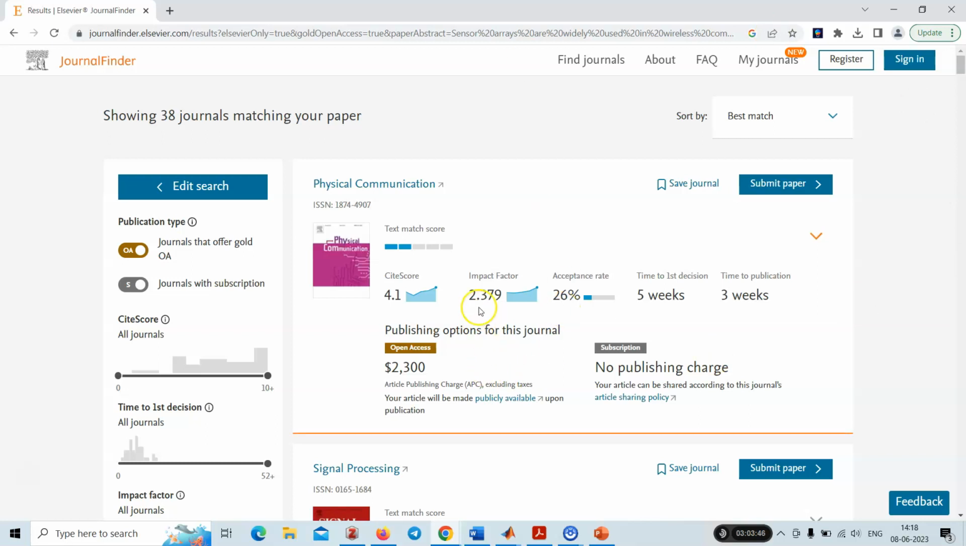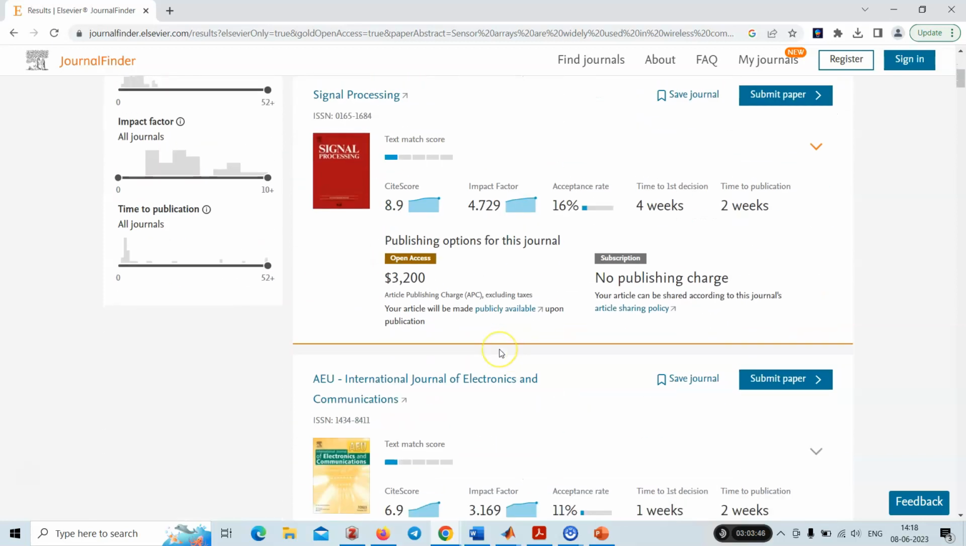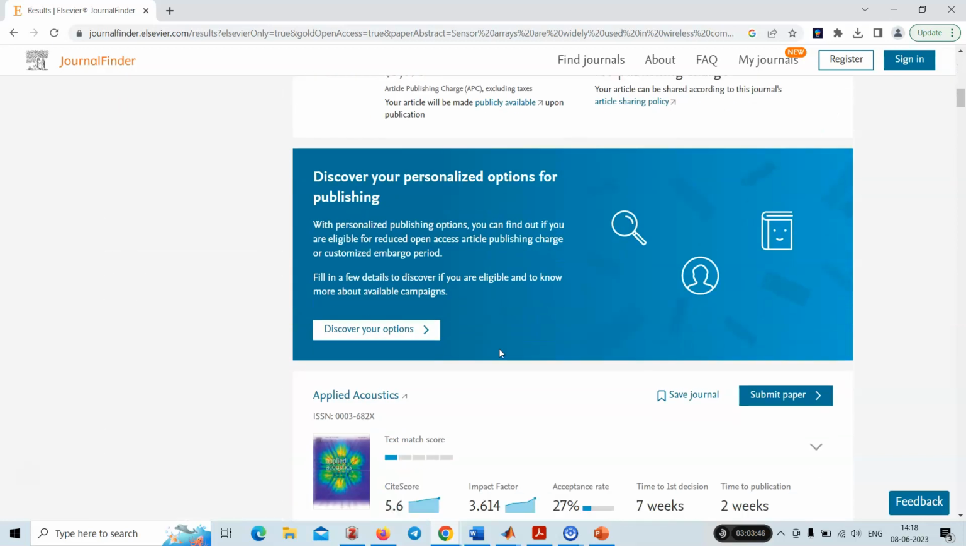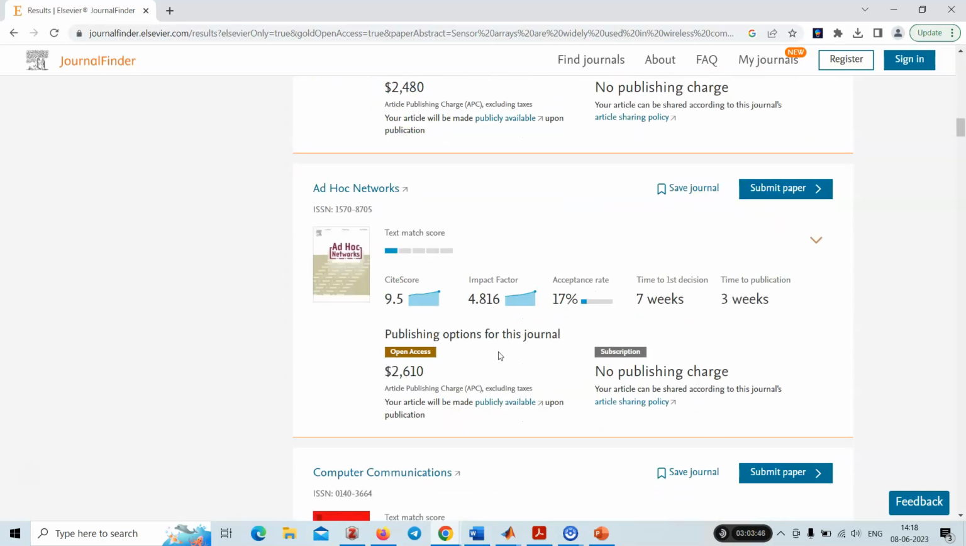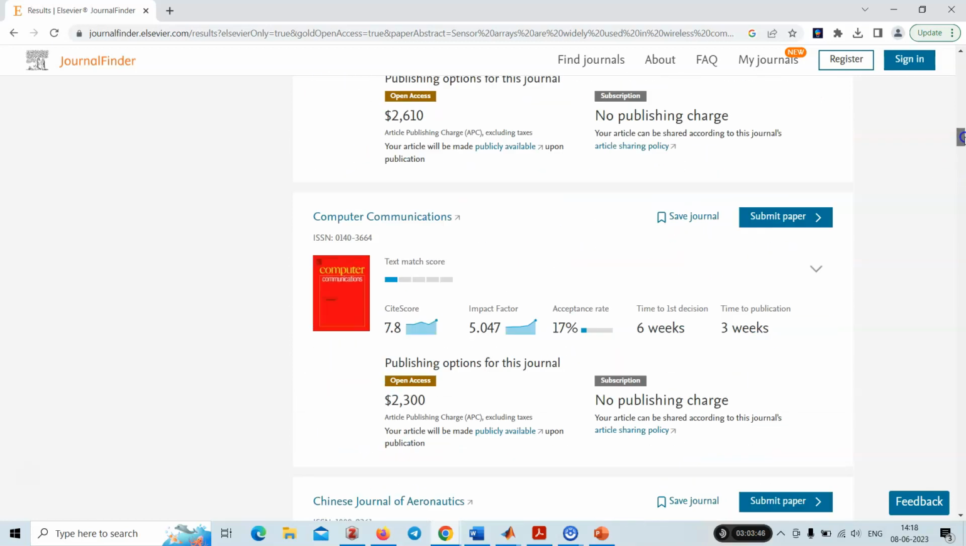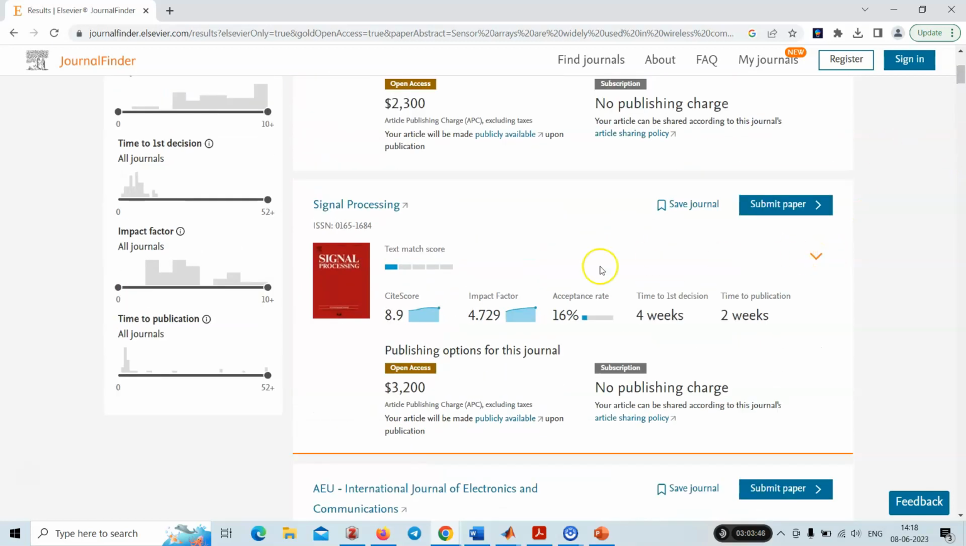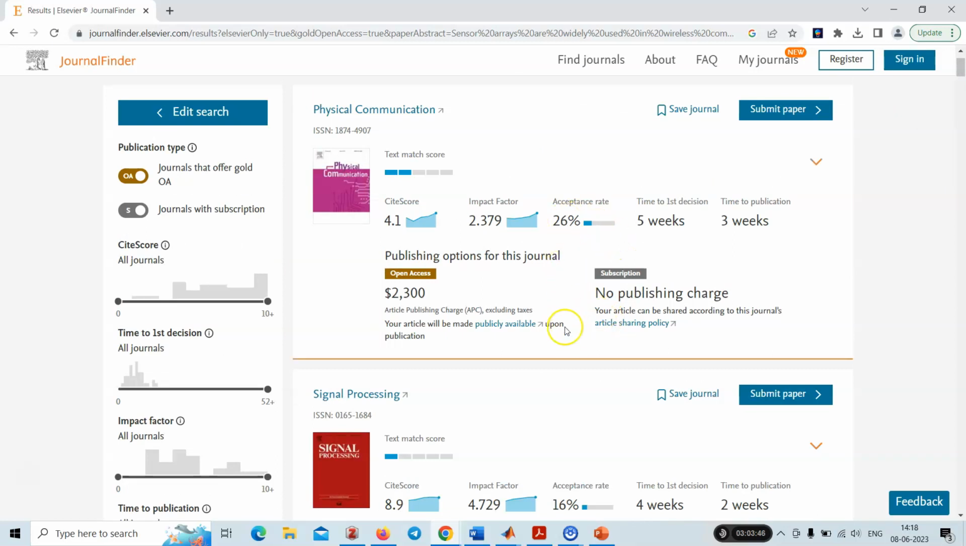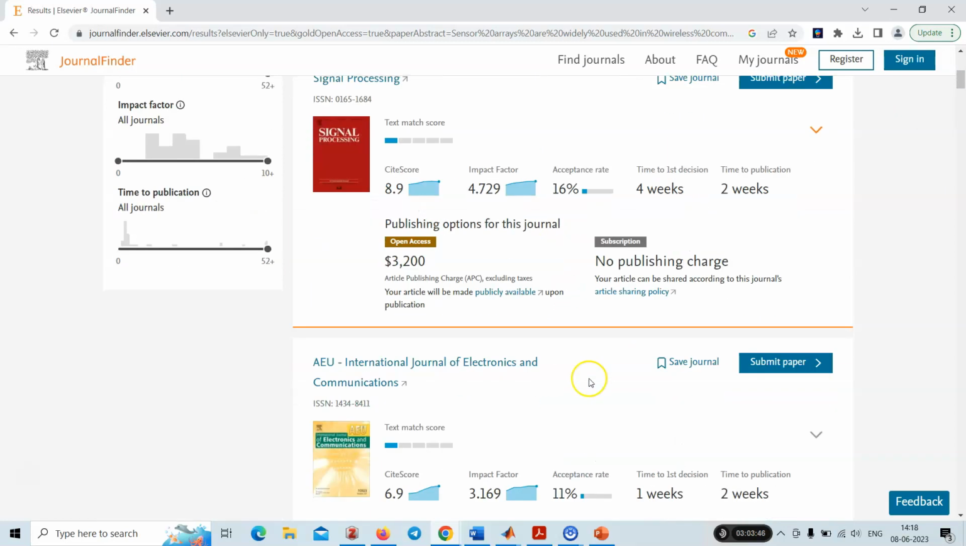Apart from that, they are also displaying the impact factor of the journal and the acceptance rate. The acceptance rate is 26%. It's fair enough. The time to first decision is 5 weeks and so on. So like that, they are displaying many journals which match your abstract, and you can shortlist from among these based on different criteria. One criterion is the acceptance rate. If the journal has a higher acceptance rate, it is preferable.